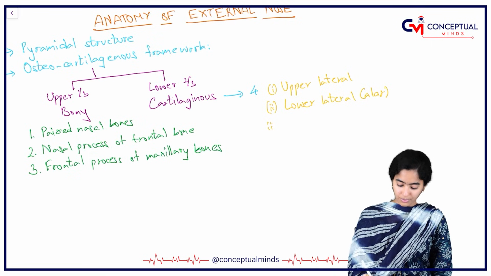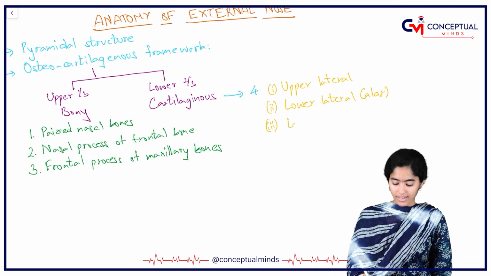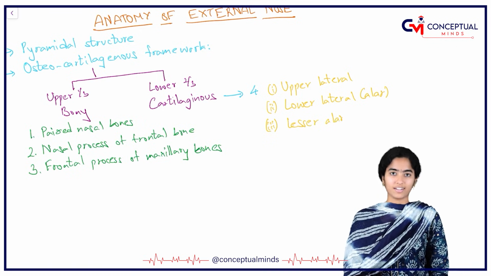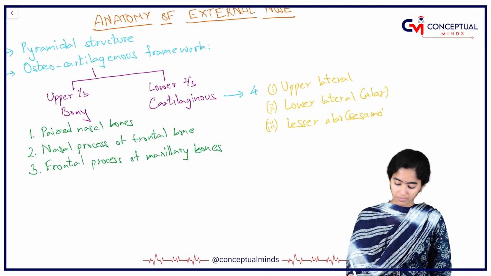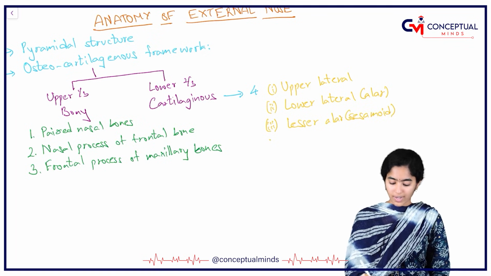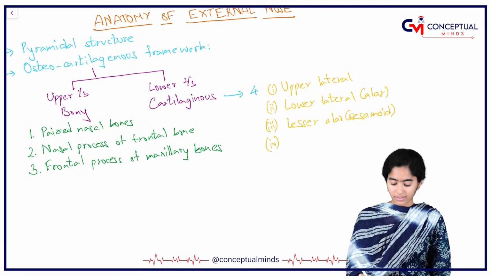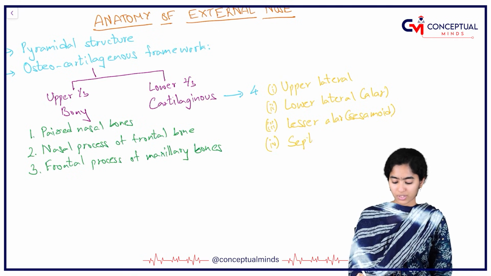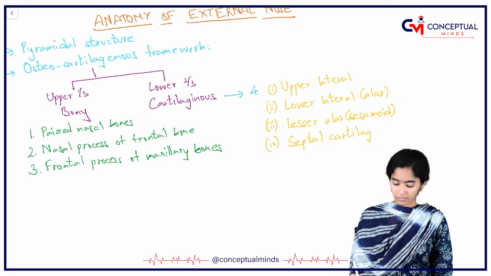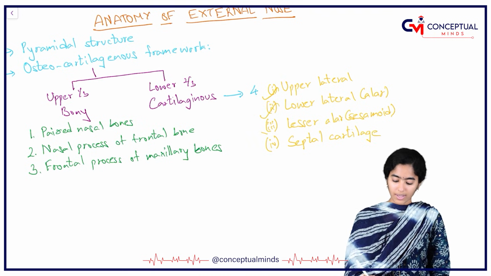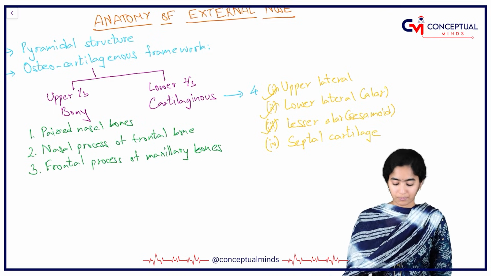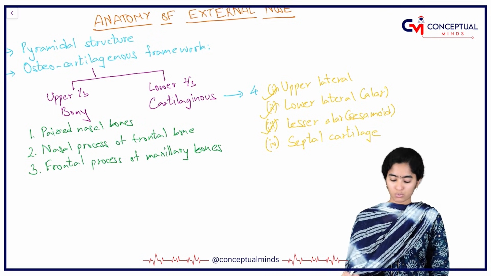And then we have lesser alar cartilages. The lesser alar cartilages are also known as sesamoid cartilages. And finally, we have a single unpaired septal cartilage in the midline. The first three are paired and septal cartilage is single. So let us study about each one of them in detail.